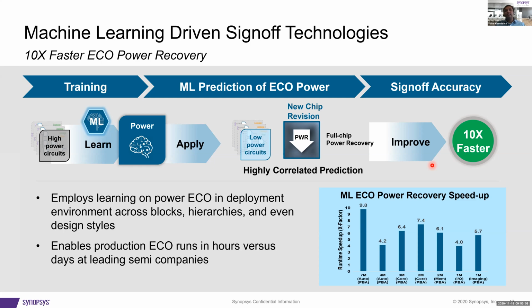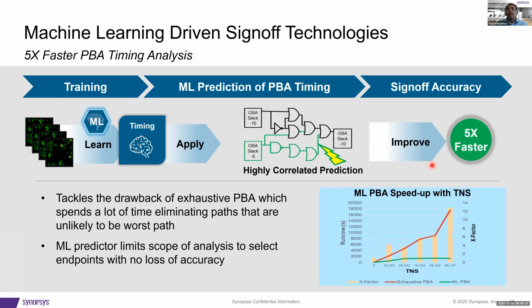In this case, it's about ECO power recovery, where we are running all this expensive PBA timing based power recovery, and anything you can do to reuse that learning from previous moves and apply it to the next few moves and speed it up is very valuable. So we have some technologies here. They're showing great speed ups in real customer test cases. It looks very promising again.